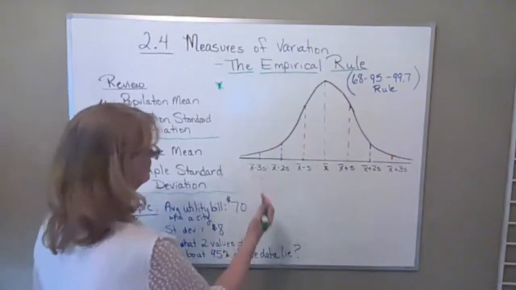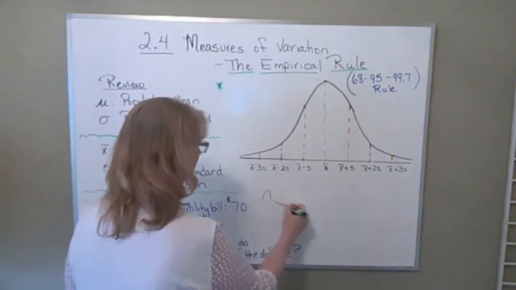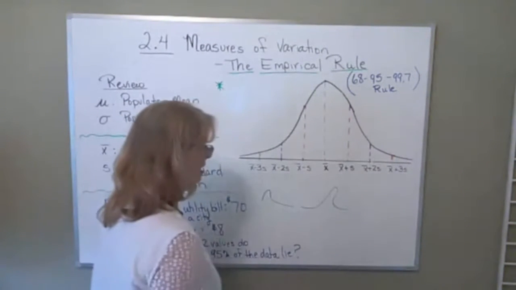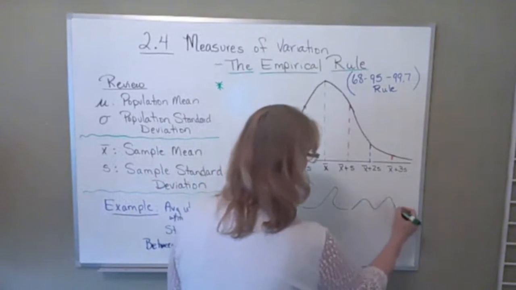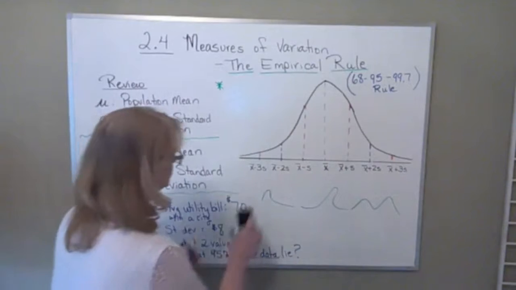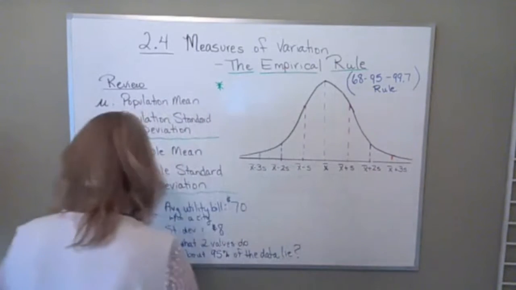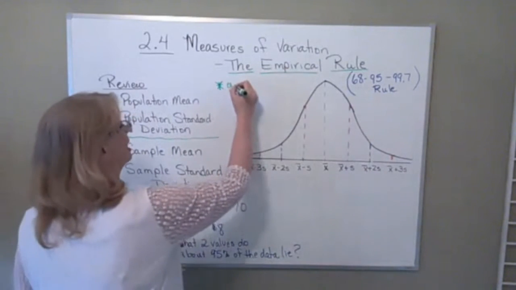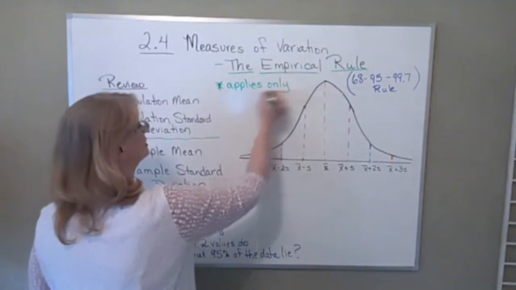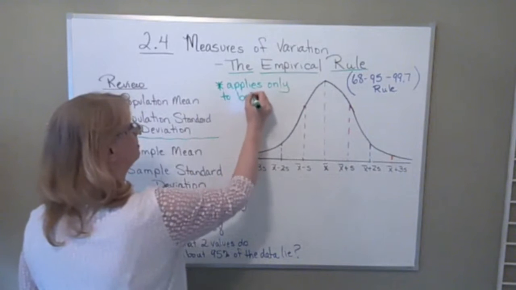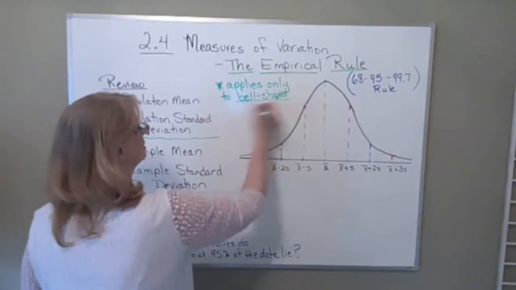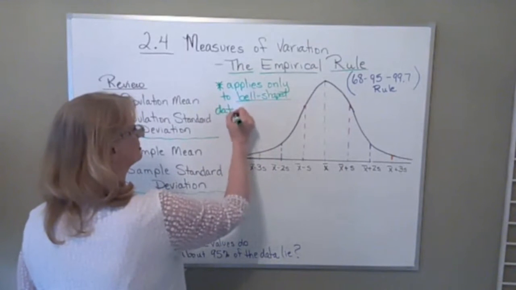So if it looked like that, or like this, or like this and went up and down, none of those would be bell-shaped distributions. Let's make note here that the empirical rule applies only to bell-shaped data distributions.